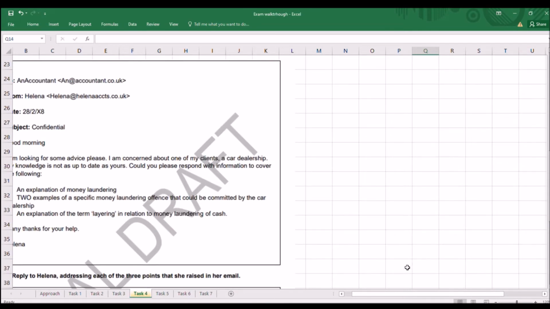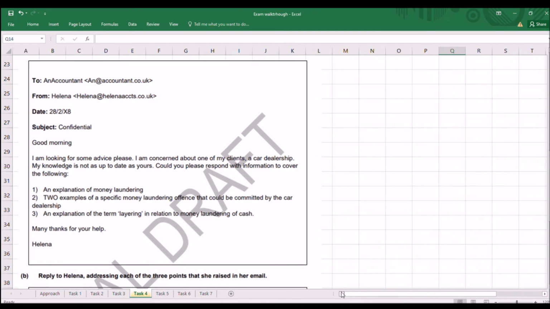Okay, is that a question? Right. Good morning. I'm looking for some advice, please. I'm concerned about one of my clients' car dealership. My knowledge is not up to date. Please could you respond with information to cover the following? So it's a car dealership. Explanation of money laundering.